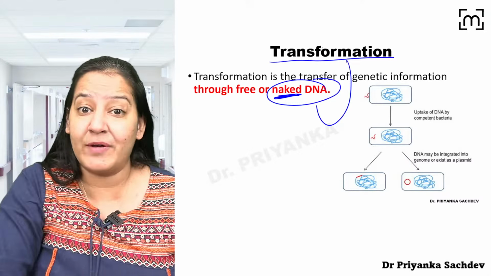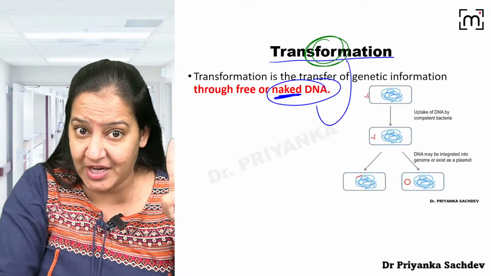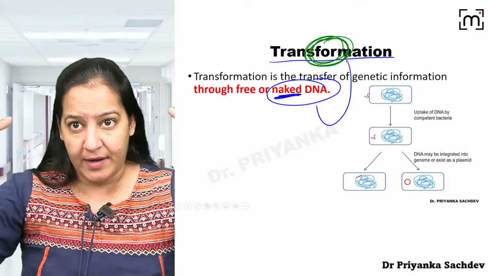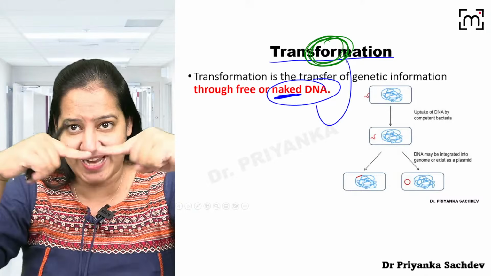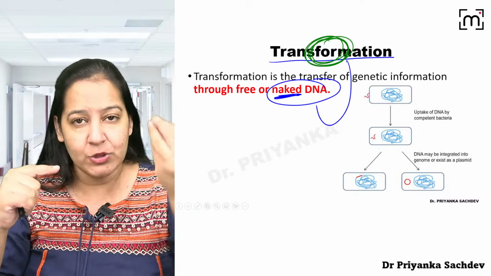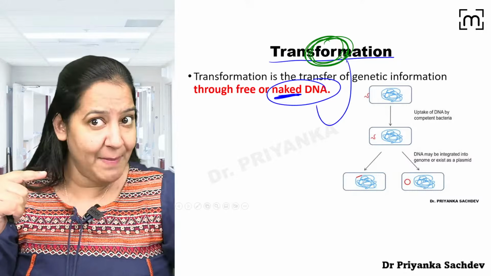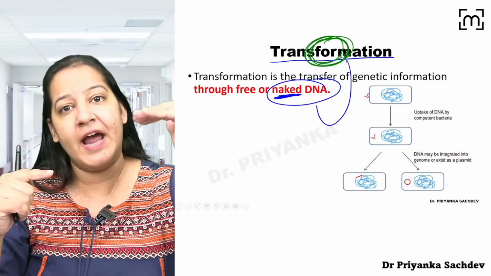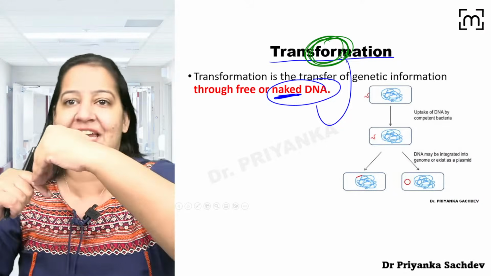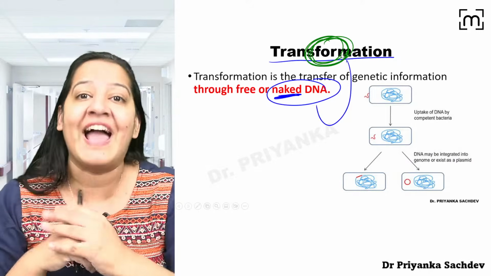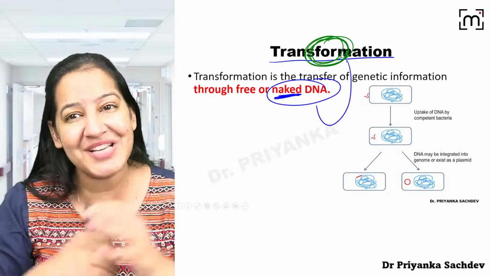The first method, transformation, is one in which gene transfer takes place from one bacteria to another through naked DNA. Naked. The first bacteria is dead, so it releases, or leaks out, free DNA. The free DNA from the dead bacteria comes into the environment, and from the environment it enters the second bacteria. After entering, it integrates with the DNA of that particular live bacteria. So this method is known as transformation.